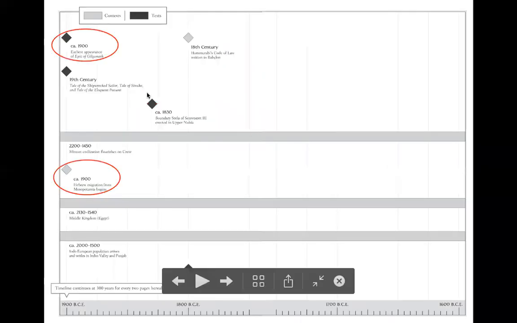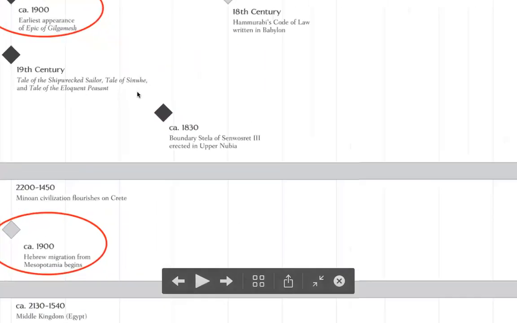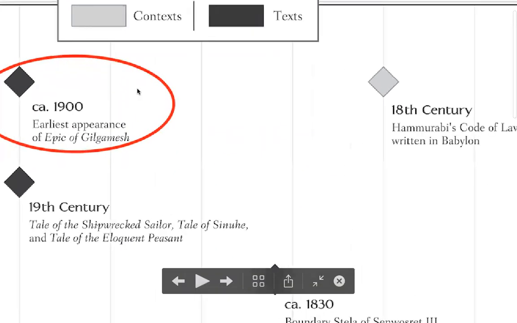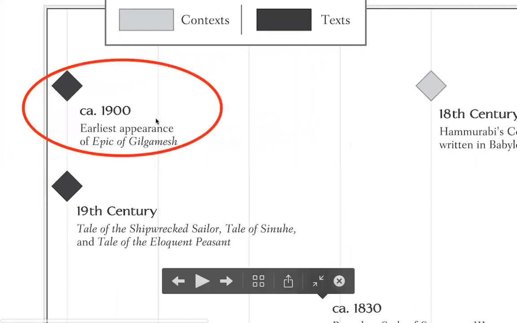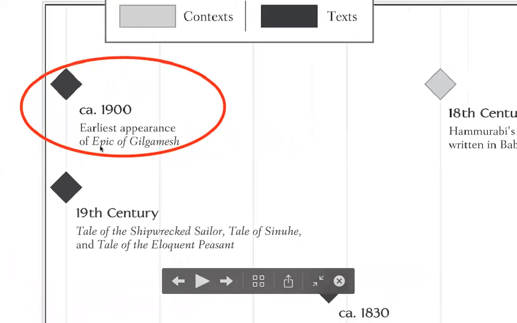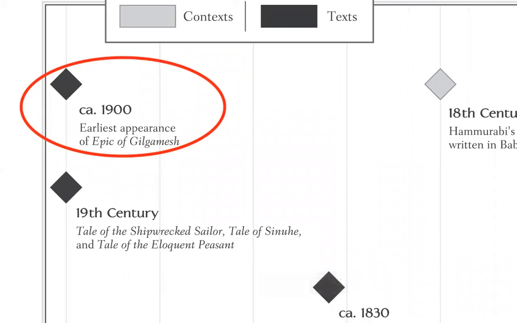Continue here to the next slide, next chronology. So around circa 1900 is the earliest appearance. And notice here that it's in italics, meaning that that's the story, not the king himself, but the story of the king and his adventures. And so that's the first time that we have evidence that it was written down in any form.